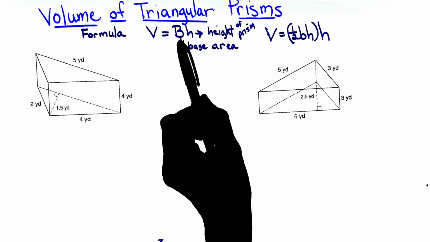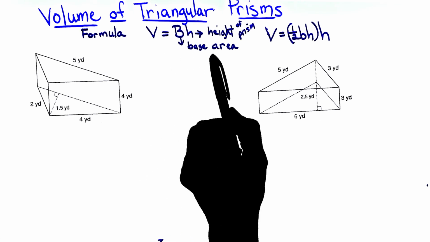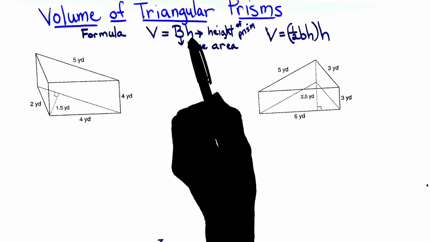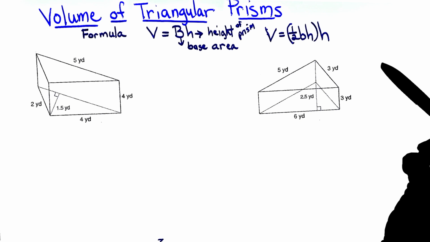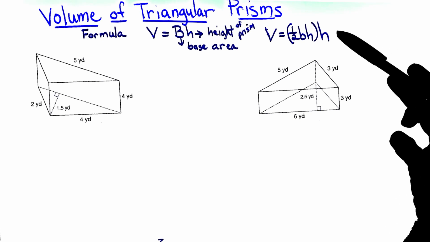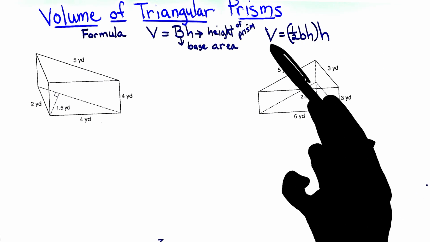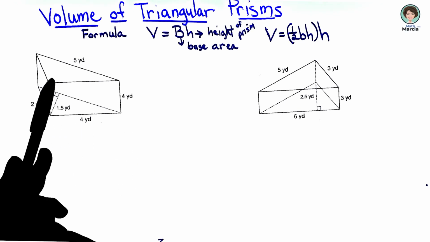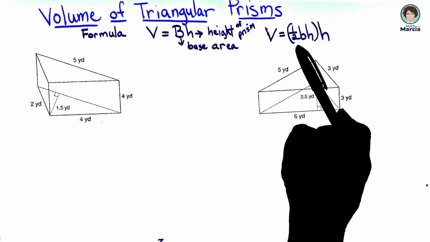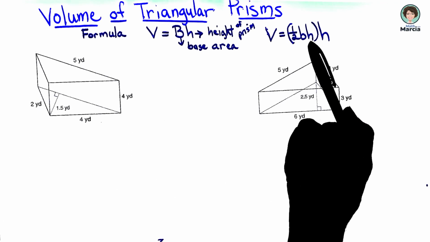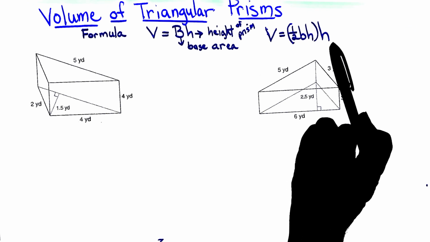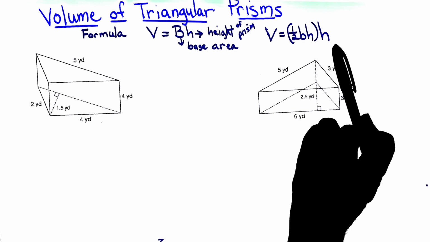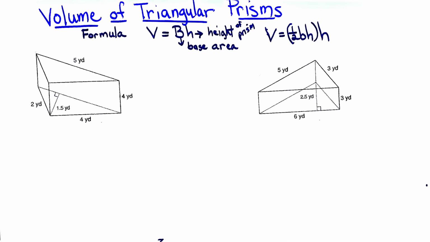Volume is equal to capital B, which stands for your base area, times your height, and that's the height of the prism. So our formula that we're actually going to be using, because our capital B is actually a triangle, our base, is 1/2 base times height, and then we are going to be multiplying it times the height of the actual prism. So let's start problem number 1.